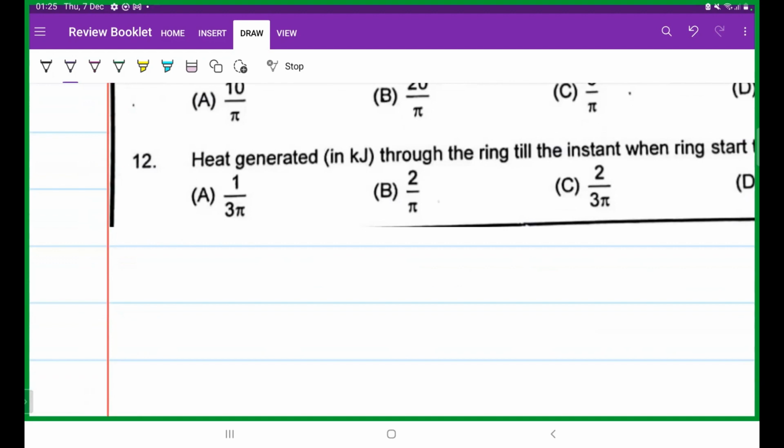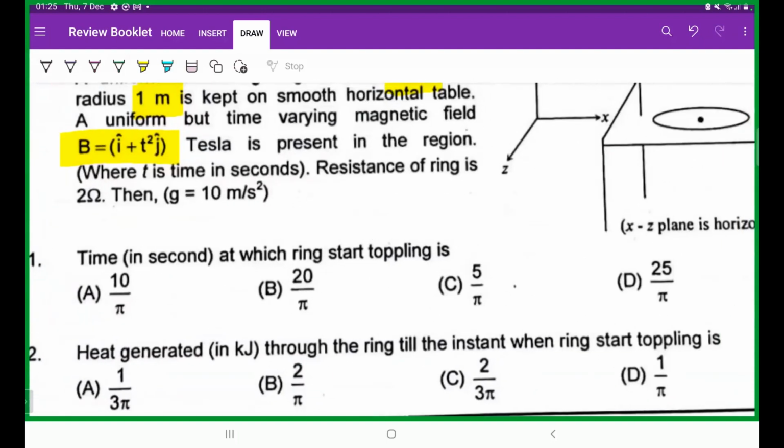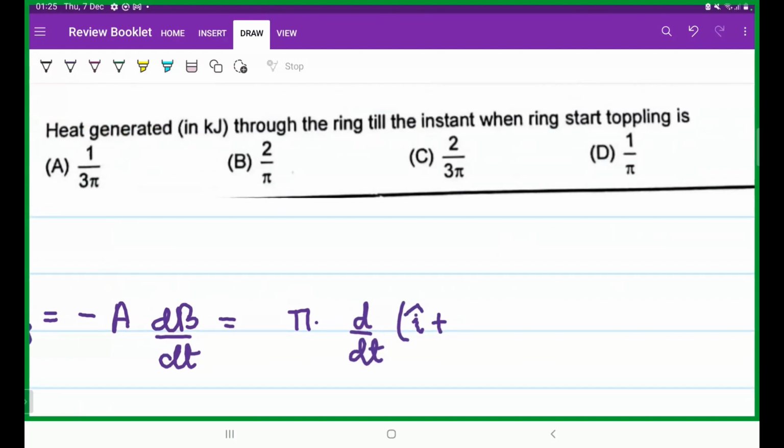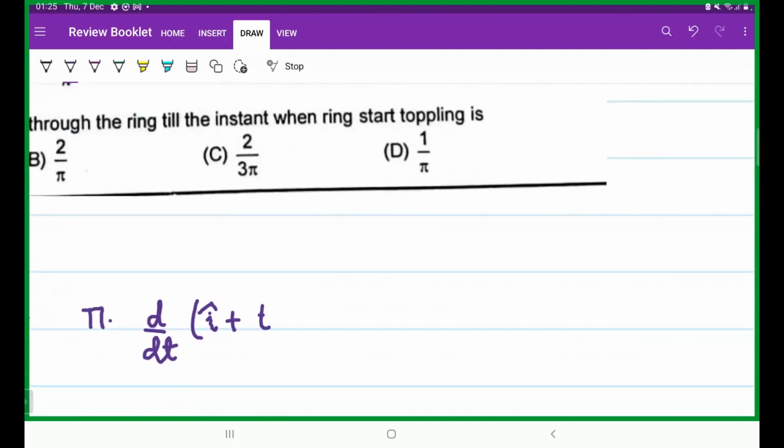So, that epsilon goes by the value of minus A dB/dt, right? The area is pi, and what's the dB/dt? Any idea, guys? Yeah, it's basically d/dt of I cap plus t square j cap, I suppose. Yeah, t square j cap.